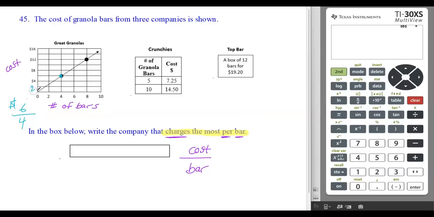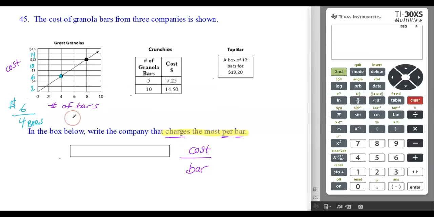This would be 2, 0, 2, 4. This would be 6, 8, 10. So again, you should see that 4 bars on the bottom cost $6. Cost on top. And we just divide this out. You could have also used this point. You'll get the same thing when you divide it out. If you do the 8 bars for $12, you'll get the same thing when you divide it.